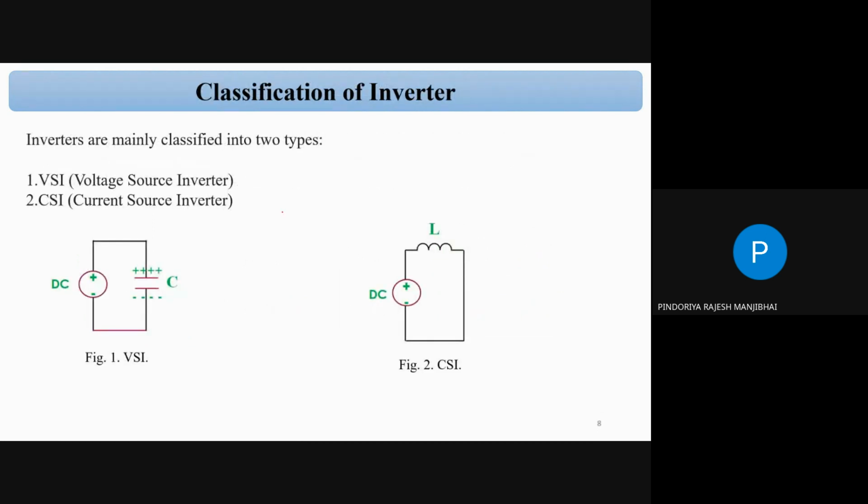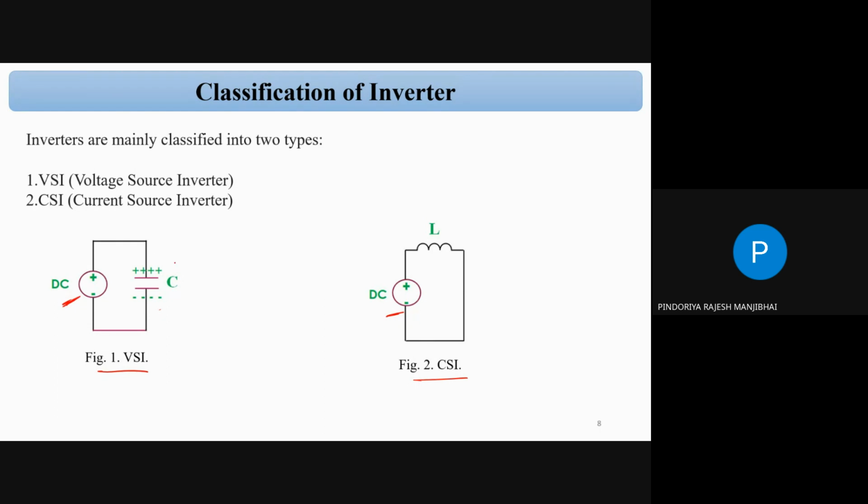So you can see figure number 1, there is a voltage source inverter, and figure number 2 is your current source inverter. In both inverters the supply voltage is a DC. You can see this is a voltage source, there is a DC supply, and for the CSI there is also a DC supply. But the difference is in the VSI we have to connect the capacitor in parallel, but in the case of the CSI, we have to connect the inductor in series. Why? We will see in the next slide, correct?